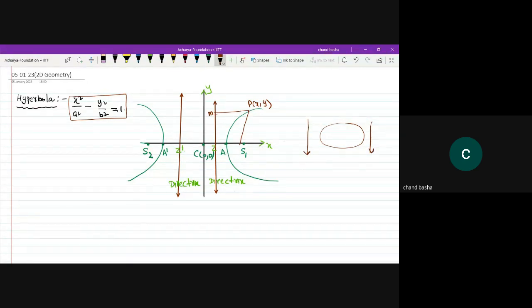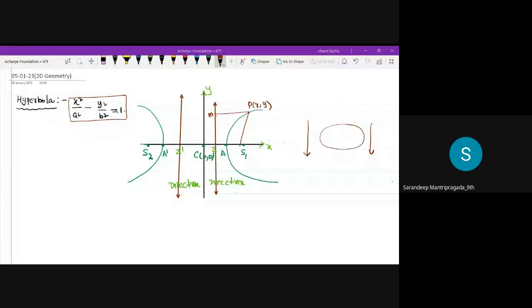Similarly, for the hyperbola, where is your bending? See here, here it is your bending, and on the right-hand side also. We cannot take the directrix on the right-hand side like this. This is not your directrix, because your curve crosses it. This is wrong if I take the right side of your hyperbola. Hope you can understand. The directrix is a line acting as a boundary to the given curve and never crosses that particular curve.